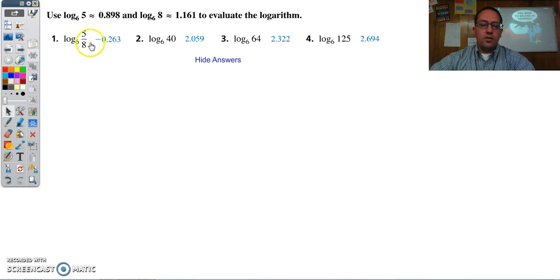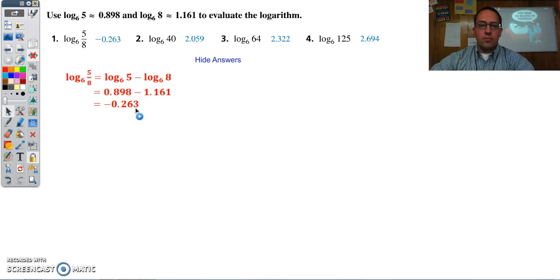Okay, so there's your answers. Hopefully that's what you got. If not, let's check out, see what we need to do with this. So log base 6 of 5/8. We have log base 6 of 5. We have log base 6 of 8. So we're dividing the 5 and the 8. So we're going to use the quotient property, and we are going to subtract the logarithm of log base 6 of 5 and log base 6 of 8. Substitute in the numbers we know, subtract them out, and we have negative 0.263.